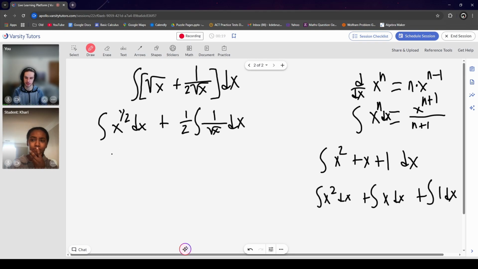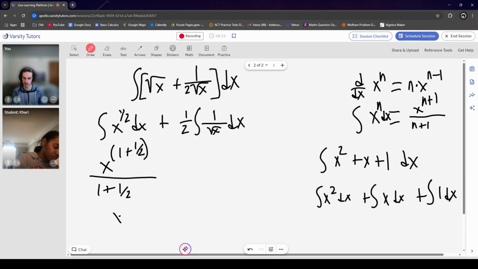Yeah, 1.5. So I'll write it kind of how you said it. So it'll be x to the 1 plus 1/2 all over 1 plus 1/2. But I'm going to write this as x to the 3/2. Then if we have 3/2 in the denominator, we can flip that up to be 2/3, because 3/2 is in the denominator. All good here? I think so. Okay. And then let's look at this one now.